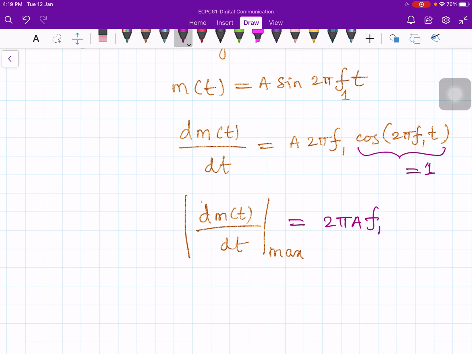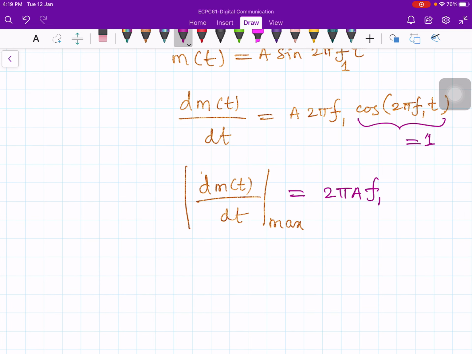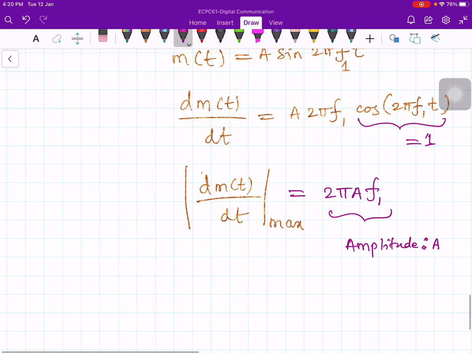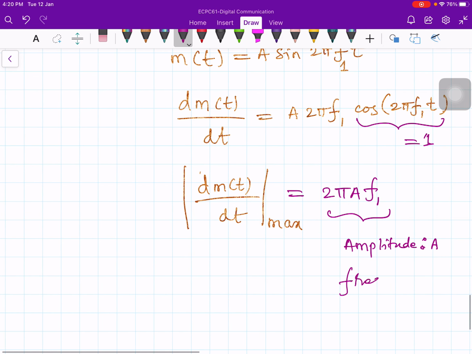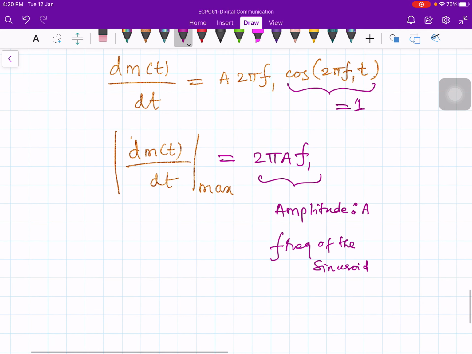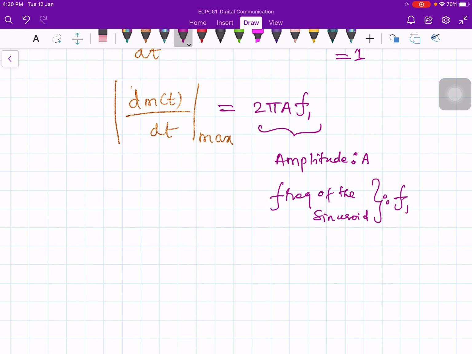So the maximum slope depends on two things here. What are the two things? It depends on the amplitude A, and it also depends on the frequency of the sinusoid, f1. For larger frequencies, you will get a larger value of the maximum possible slope for a fixed amplitude. Therefore, if the sinusoidal frequency is more, then the slope also will be more.